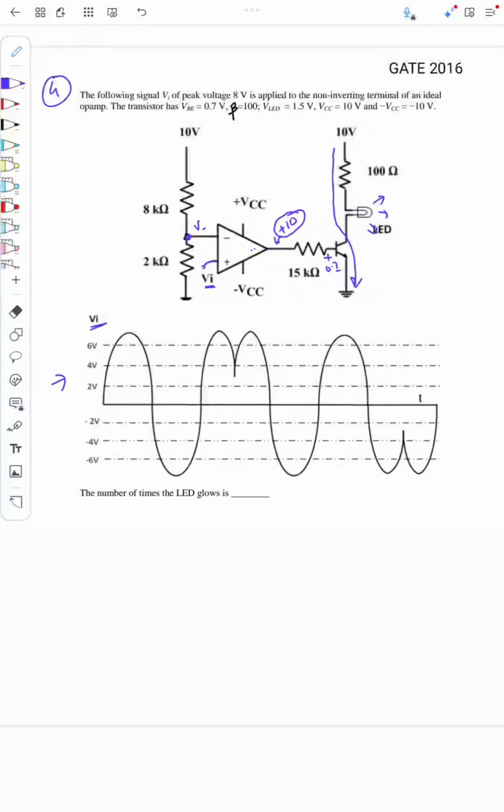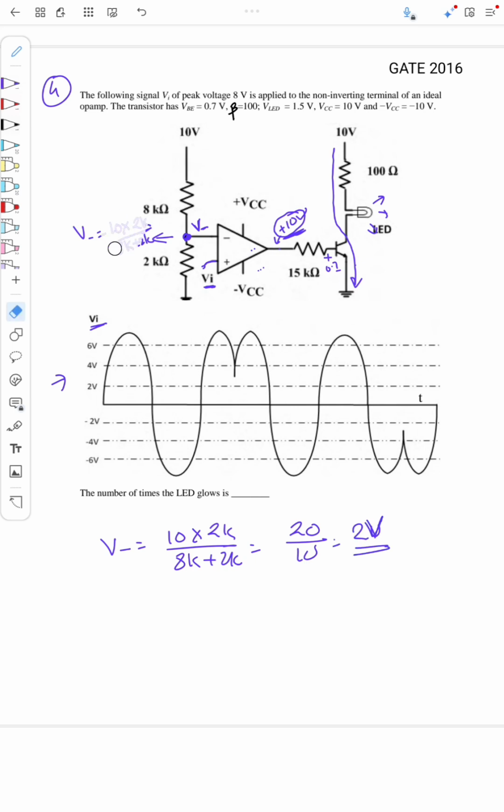So what we need to do is find at what voltage Vi the op-amp output is plus 10. For that we need to find V minus. If you carefully see here, V minus is the voltage across the 2 kilo ohm resistor, and this is a potential divider. So V minus is equal to the total voltage 10 into 2k by 8k plus 2k, or 20 by 10, that is 2 volt.